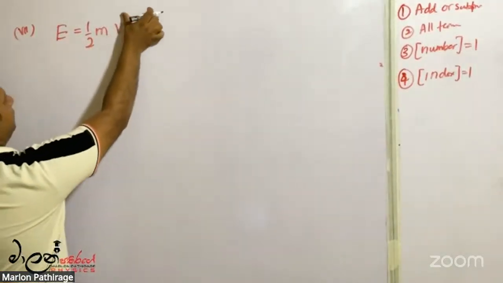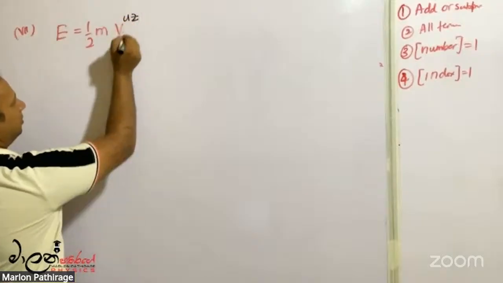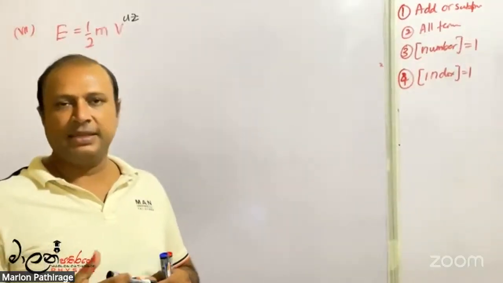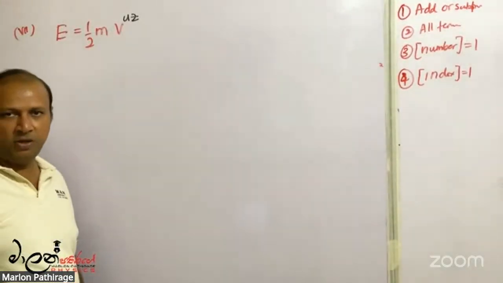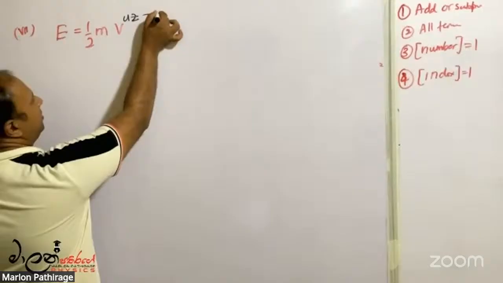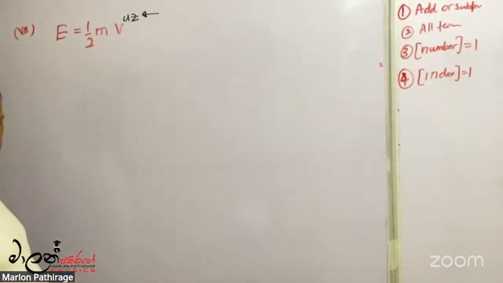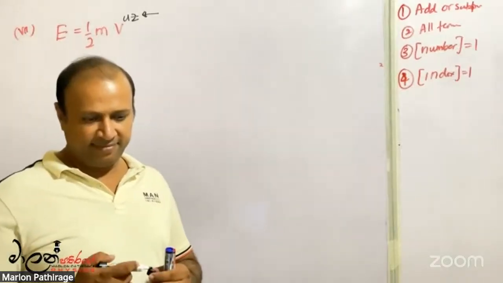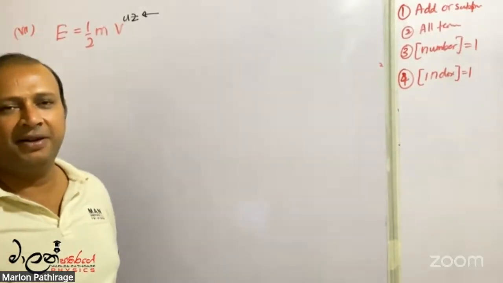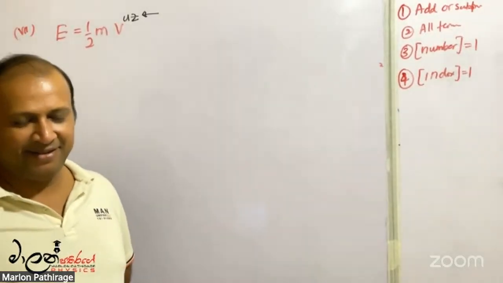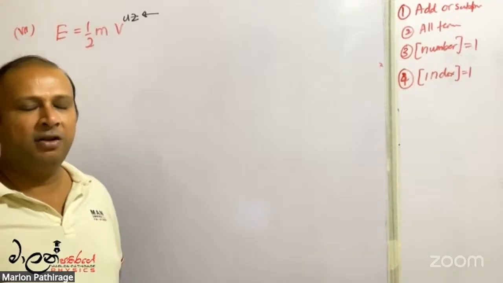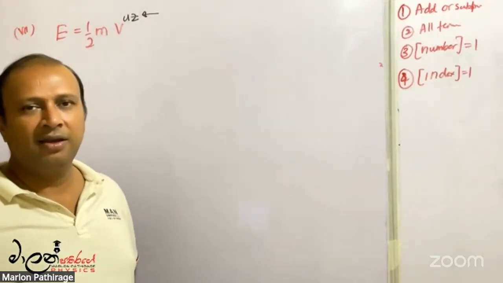Half V U is it. Now tell me how to do this. You need to determine the dimension of Z. How to determine the dimension of Z? So what will be the argument? What will be the rule that we are going to use?